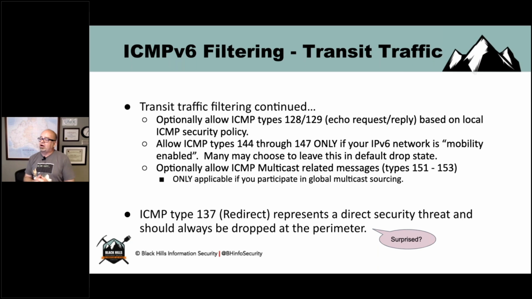And then optionally allow ICMP multicast related messages, which are 151 to 153. That is only applicable if you are participating in global multicast routing. If you are not participating in global multicast, then don't do this, okay? Filter it. And then finally, our favorite packet, the ICMP type 137, a redirect, represents a direct security threat and should always be dropped at your perimeter. Okay, this is literally host redirect, network redirect, the same thing, the same legacy that we've inherited from v4, and you need to get rid of it.